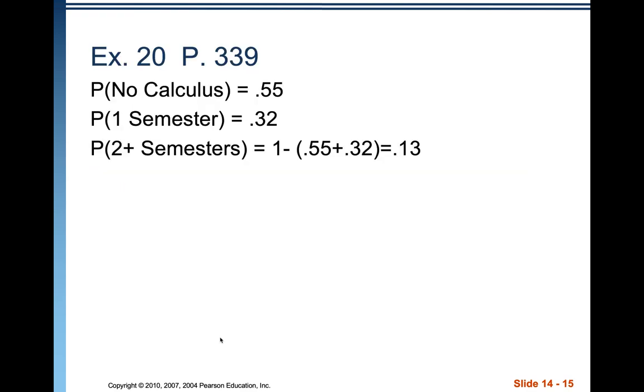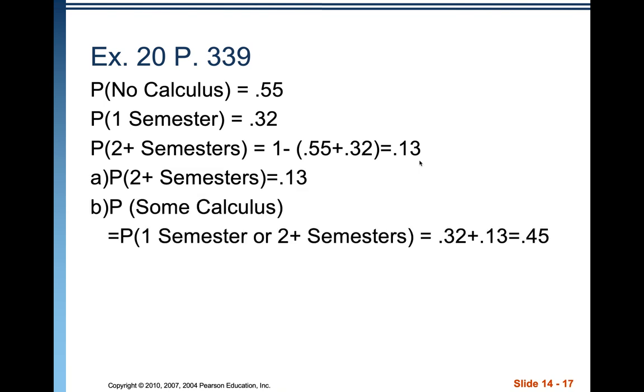All right, so look over the problem on page 339, exercise number 20. From that, we get that the probability of no calculus is 0.55, and the probability of one semester of calculus is 0.32. Okay, the only other possible outcome would be the probability of 2 or more semesters. So combined, no calculus and 1 semester provide us the complement of 2 plus semesters. So we add those together and subtract from 1, and we get 0.13.